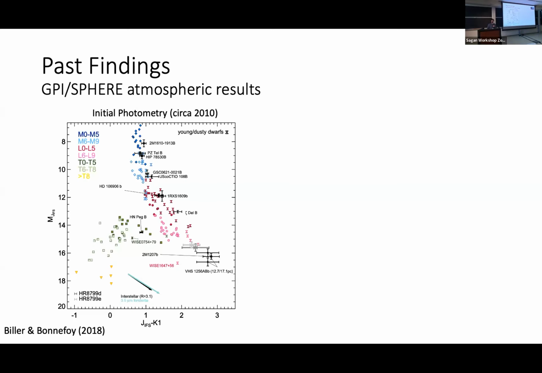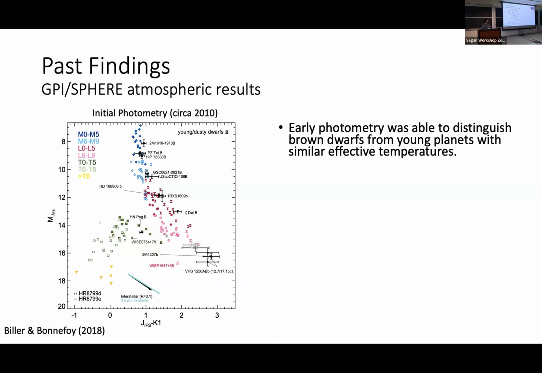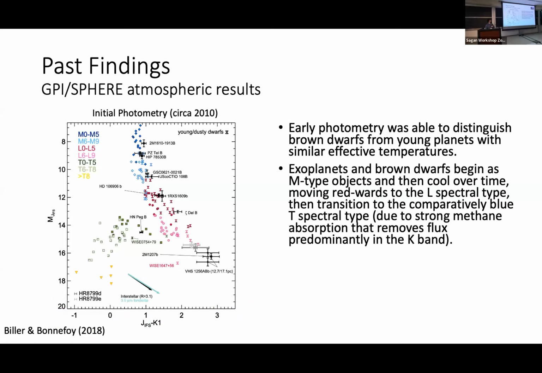So, we heard a bit from Beth yesterday about the initial photometry. Here, we're looking at a color magnitude diagram with magnitude here, brighter objects on the top, dimmer objects on the bottom, and J minus K color here. So redder on the right, bluer on the left. And in general, brown dwarfs start hot and cool over time, reddening until the LT transition where they move left here and become bluer.